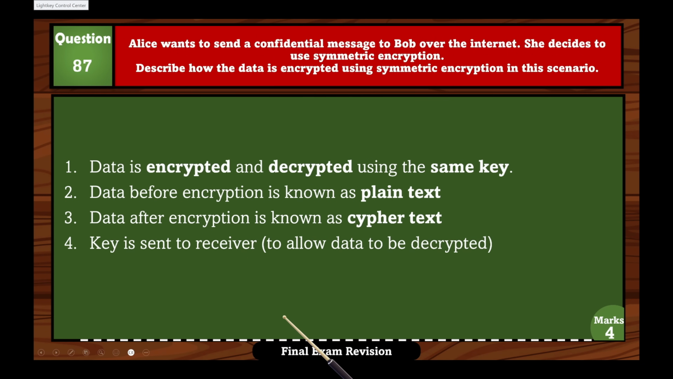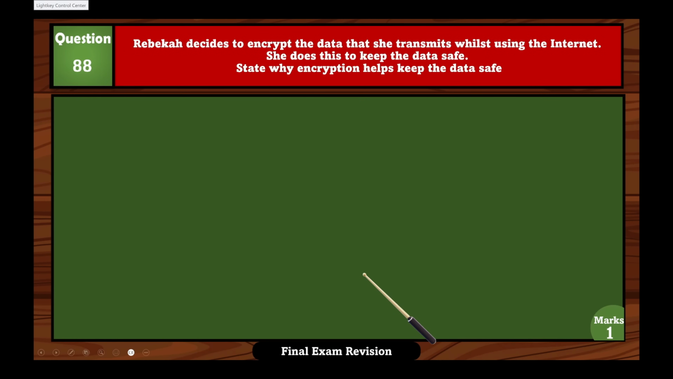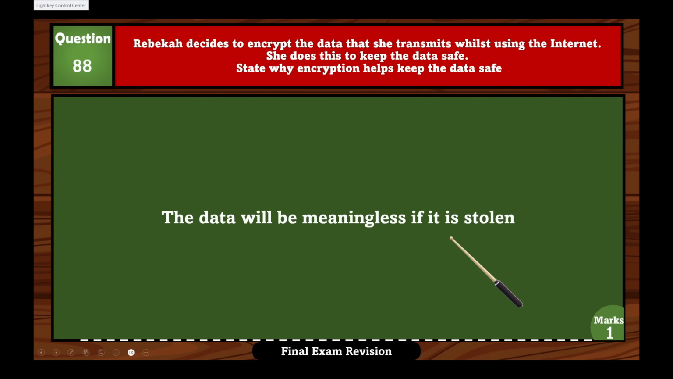And a key is sent to the receiver to allow the data to be decrypted. Question number 88. Rebecca decides to encrypt the data that she transmits whilst using the internet. She does this to keep the data safe. State why encryption helps keep the data safe. Okay, so data will be meaningless if it's stolen. You just convert it to the ciphertext, and ciphertext is what is meaningless for the hacker.